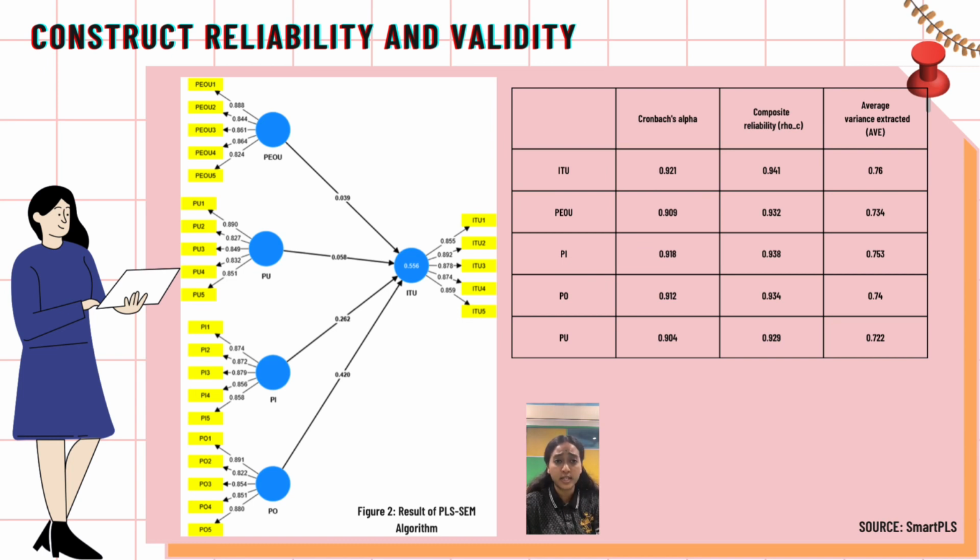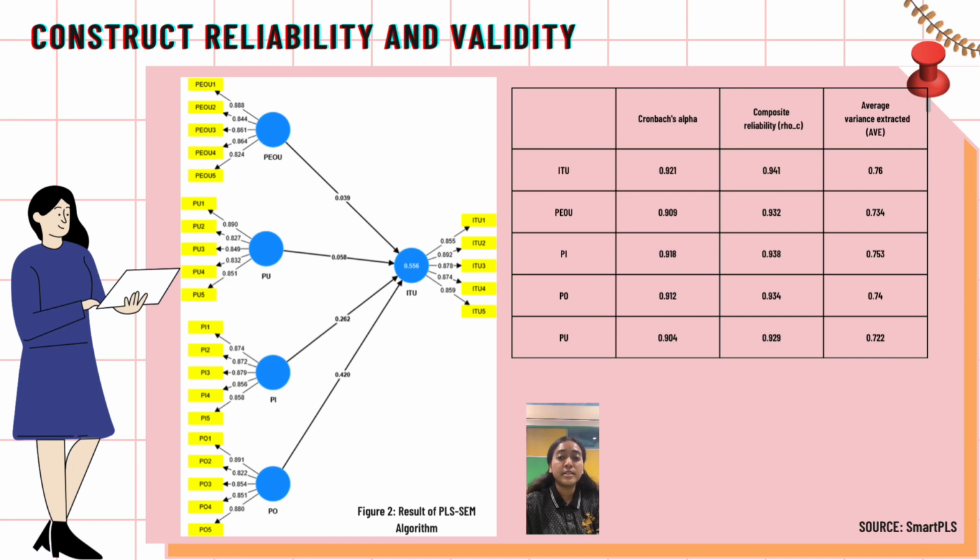Next is rho C, which is composite reliability. Composite reliability statistics range from 0.929 to 0.941. In conclusion, because all values are more than 0.7, it has been proved that the reflective latent variable has a high degree of internal consistency reliability.